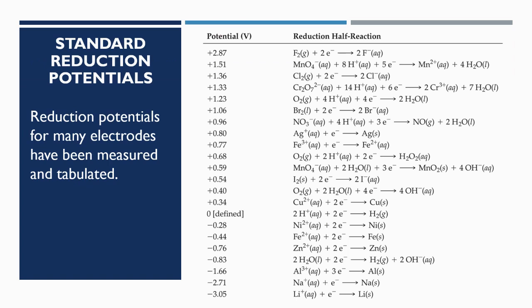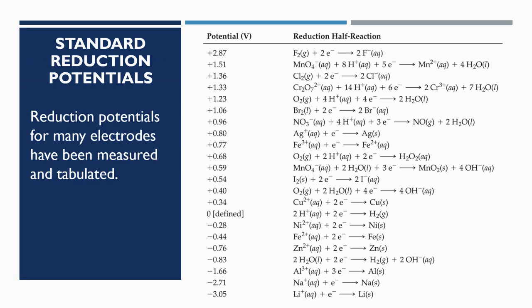So here is a table of the standard reduction potentials for a whole bunch of different half reactions. Again, some reactions will happen very spontaneously and some reactions will not happen spontaneously. In other words, some substances will gain electrons spontaneously because that lowers their electropotential. Some substances will not gain electrons very easily.